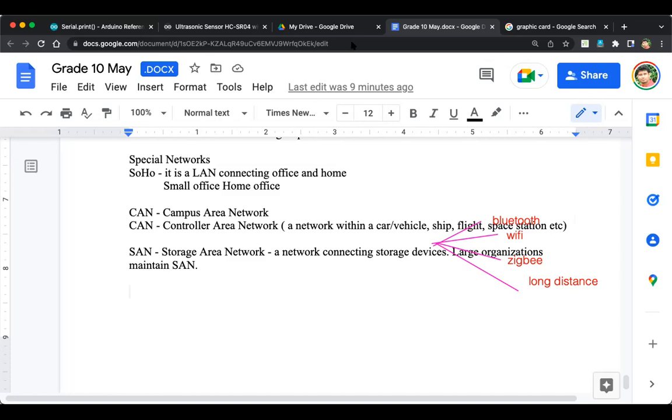Okay, which is faster? Is it wired or wireless? Wired, yes, of course, wired. Which is easy to set up?